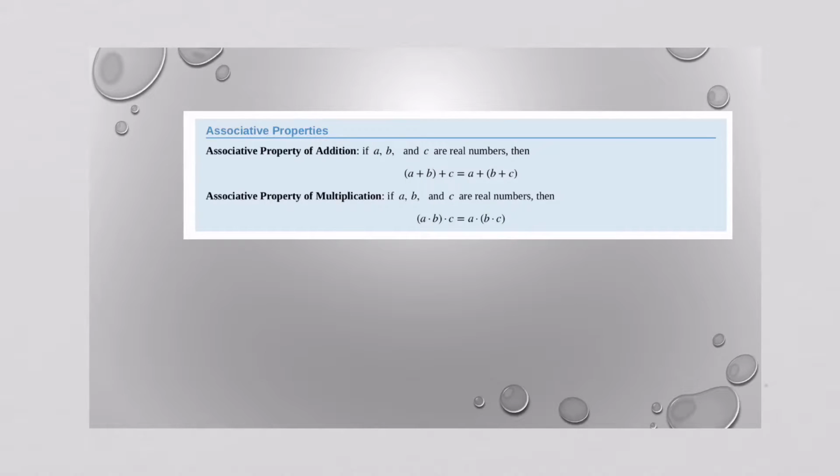So because of the order of operations, you have to do what's inside the parentheses first. This is telling you that if all you have in your problem is addition, it doesn't matter which two you do first. Same thing goes for multiplication.